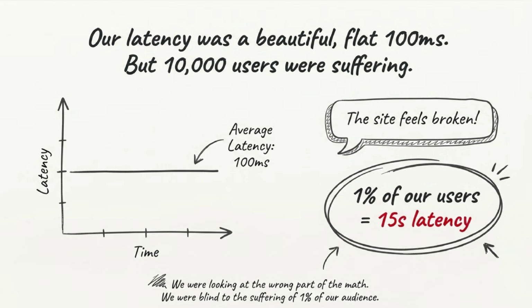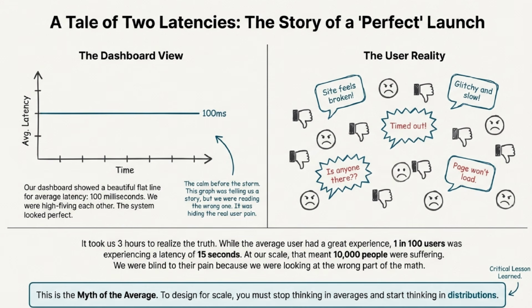We looked at our average graph again, still 100 milliseconds. Flat as a pancake. It took us 3 hours to realize that we were looking at the wrong part of the math. While the average user was having a great time, 1 out of every 100 users was experiencing a latency of 15 seconds. Because we were looking at the mean, we were effectively blind to the suffering of 1% of our audience. And at our scale, 1% was 10,000 people. This is the myth of the average.